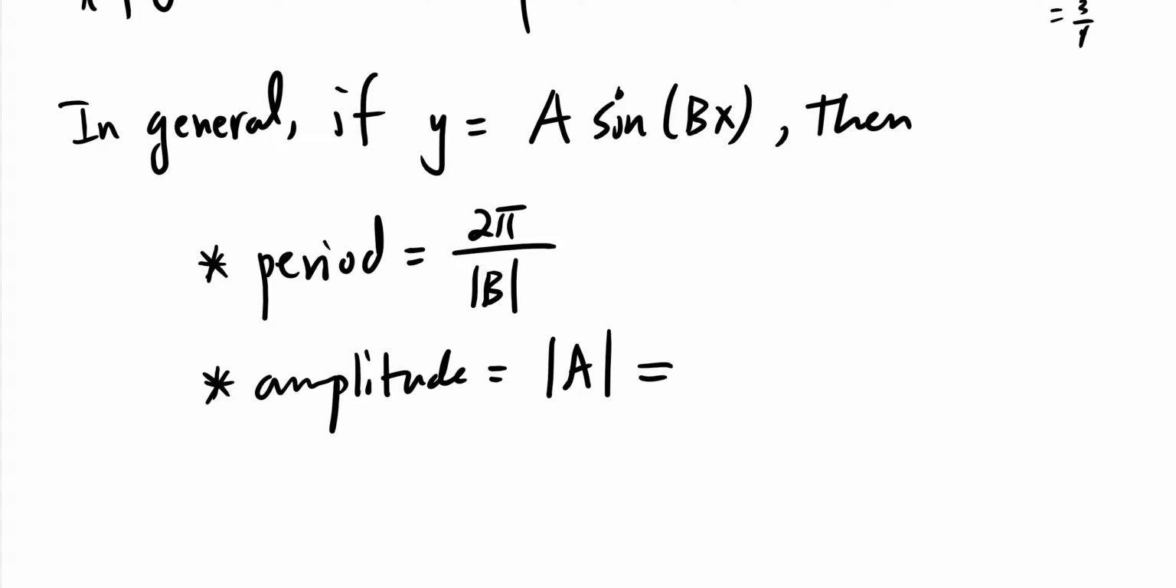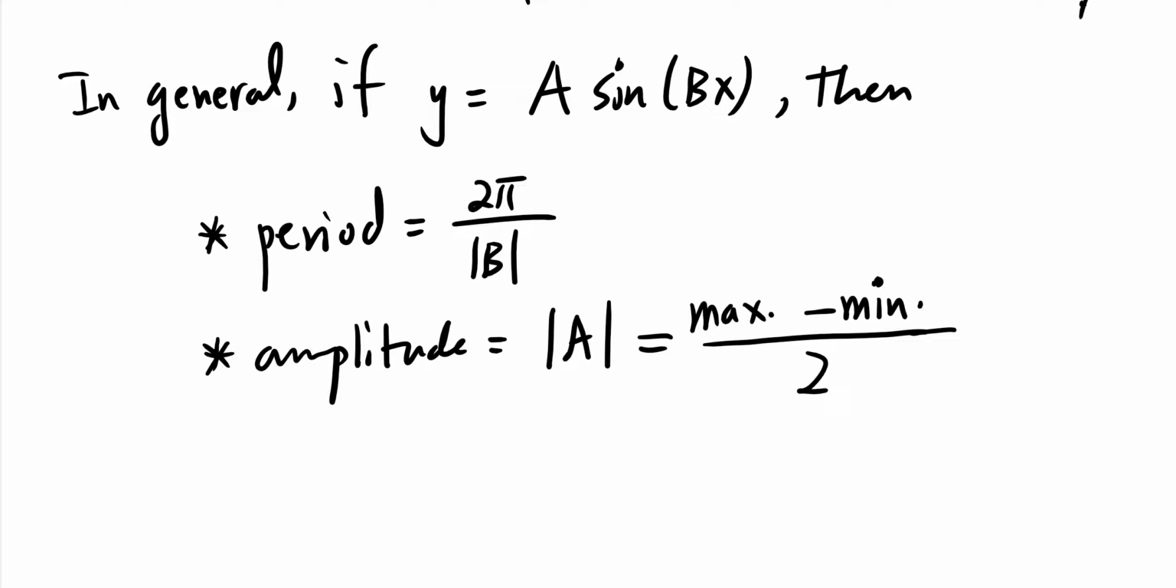And one other thing to keep in mind: if you are given a graph and asked to find the amplitude, it's always the maximum value the graph can reach minus the minimum value that you can see from the graph, divided by 2. That gives us the amplitude.